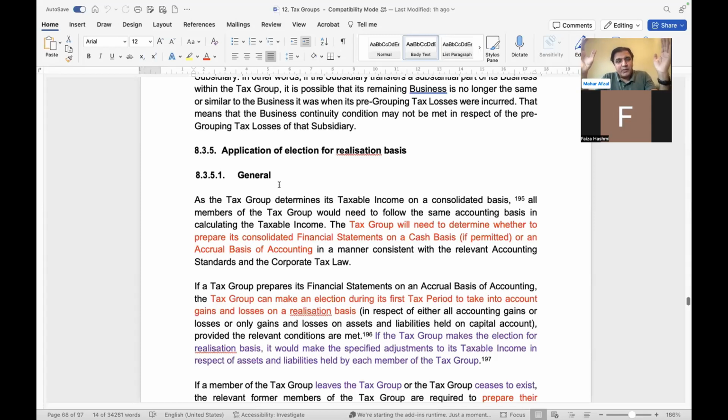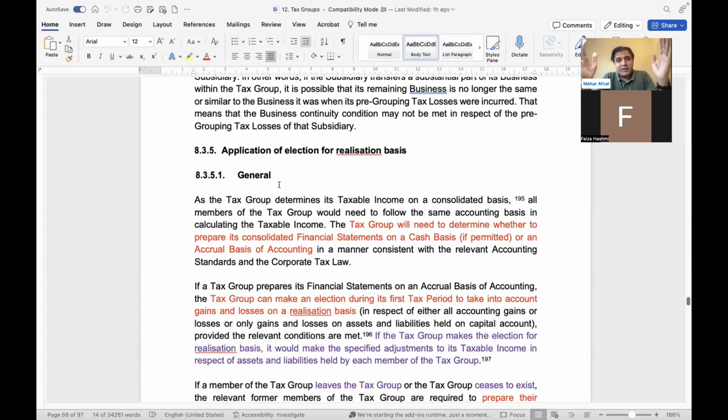Now, whenever you are following the accrual basis, from 3 million to 50 million, you can apply IFRS for SMEs. More than 50 million, you apply full-fledged IFRS. So the options are cash basis, IFRS for SMEs, and third, full-fledged IFRS. Now, if the taxable person's revenue is more than 3 million and they are following the accrual basis of accounting, they have an option as per the law.